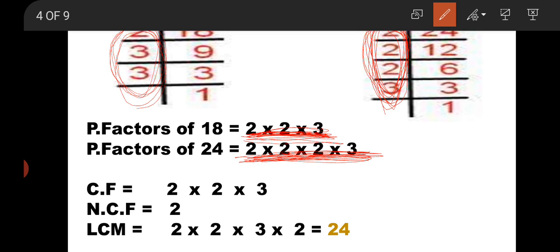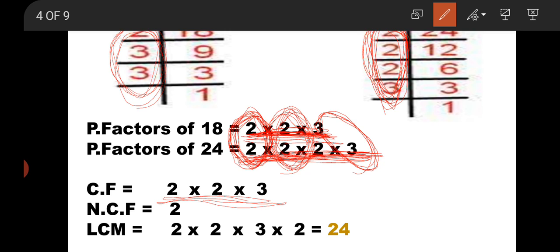Now our next step is to make loops of common factors. So the common factor is 2, because 2 is the same factor of both the numbers 18 and 24. Again 2, we made the loop. Now we have 3, we made the loop. So the common factors are 2 multiplied by 2 multiplied by 3.